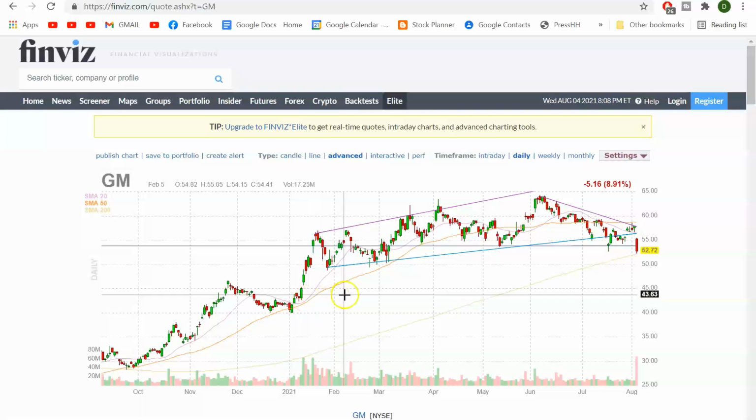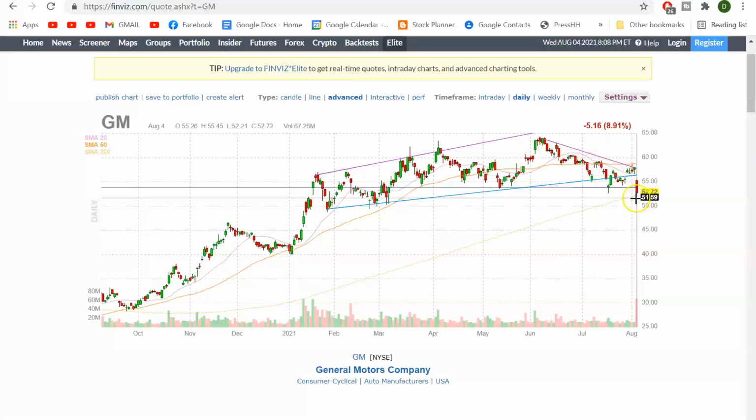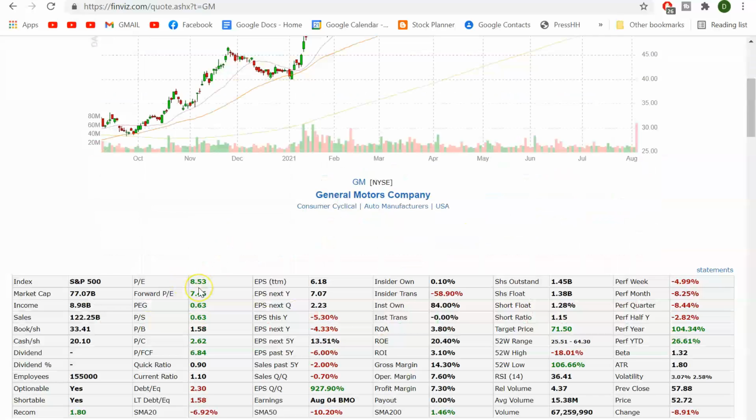Looking at Finviz, we can see that GM has generally been going up, and then in June it seems to have taken a dip back. We have a situation with the chip shortage, and we have a transition to electric vehicles that all companies are facing. The target price is $71.50. There's some distance here, especially since this is trading at $52.72. It's a profitable company. It had a few bad years in the past, and the forward PE looks to be positive, so it's going to be profitable for the future.